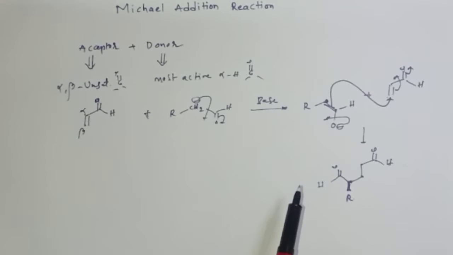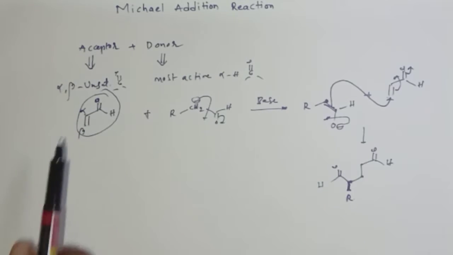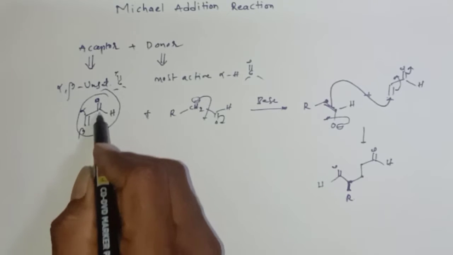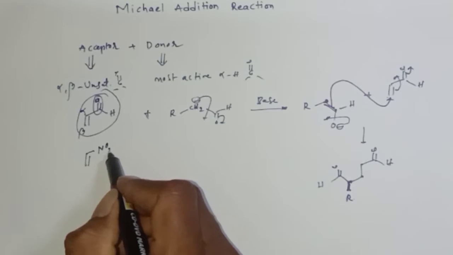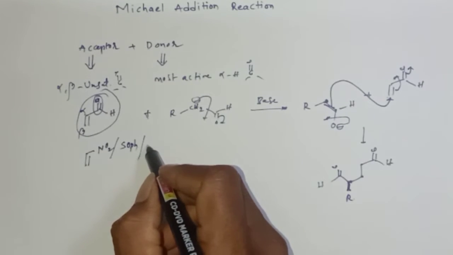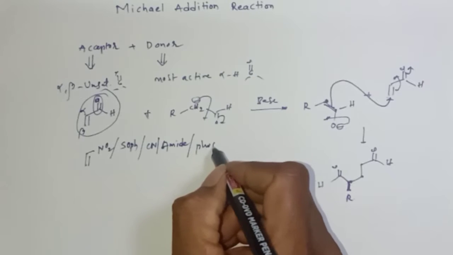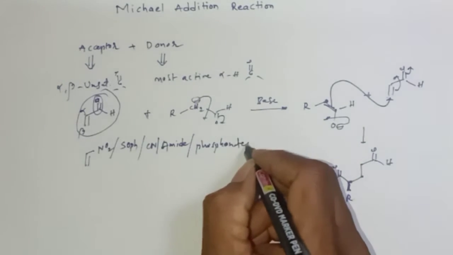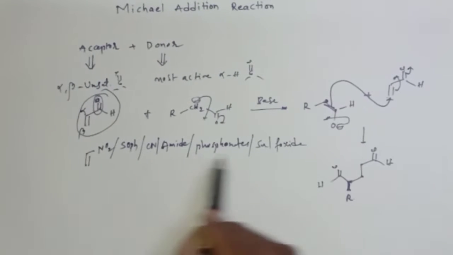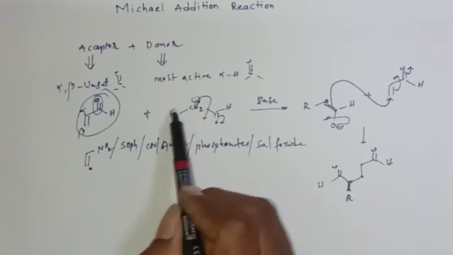Generally it is a mechanism. So here we are observing only the alpha beta unsaturated, then it is Michael addition reaction. For example, in the Michael acceptor we are using this carbonyl group, and we can also use a nitro group or sulfonates or cyanides, amides and phosphonates or sulfoxide. Then this is Michael acceptor. Then we can create only the negative charge, and then this is the Michael addition reaction.